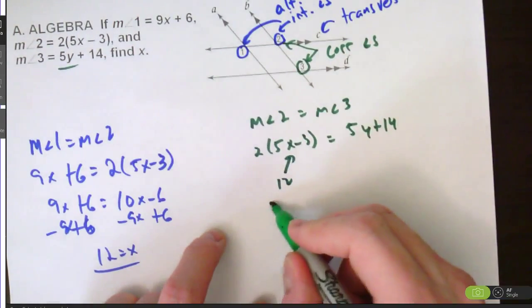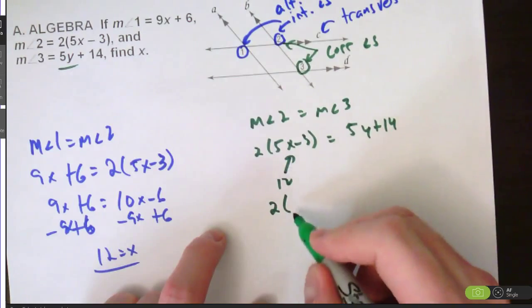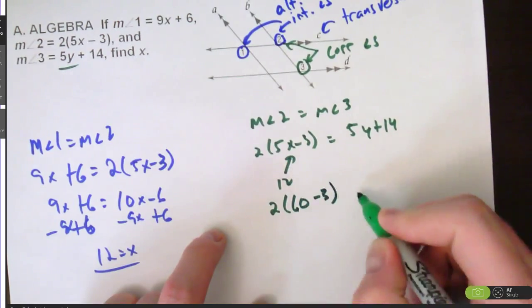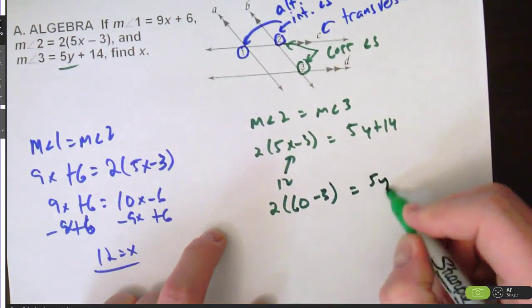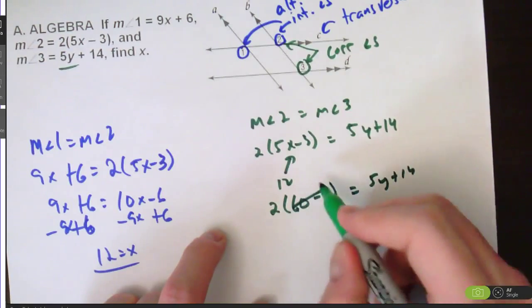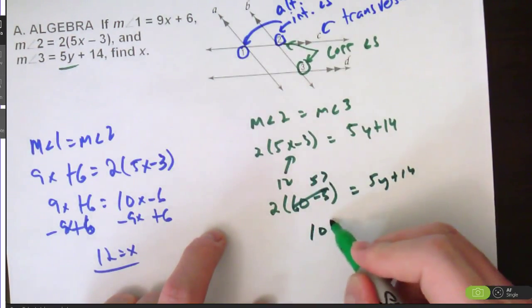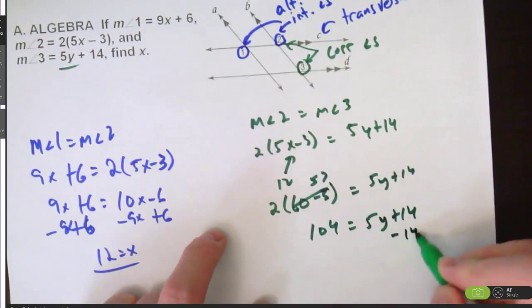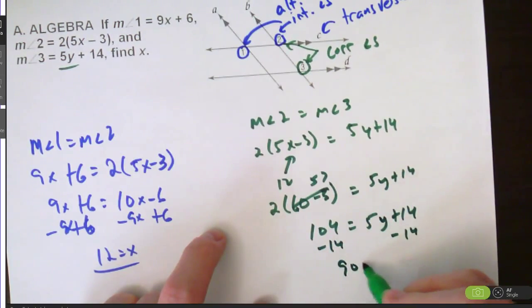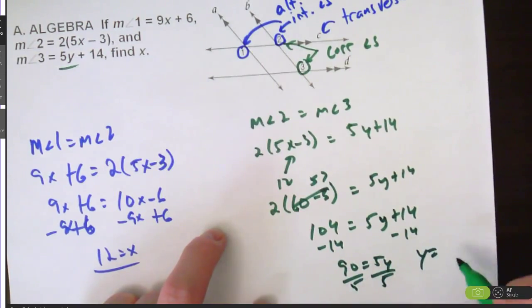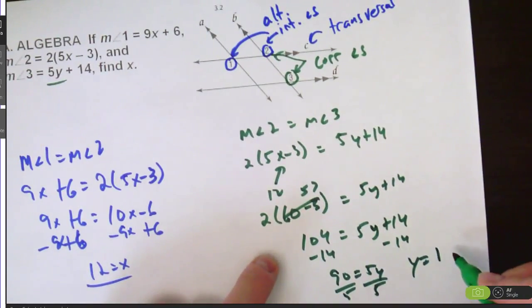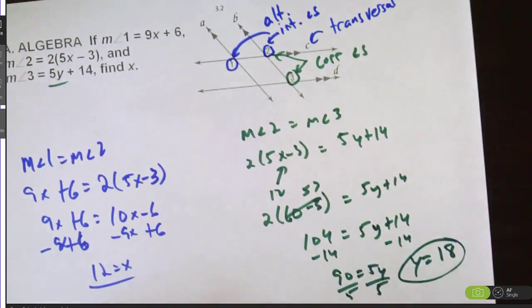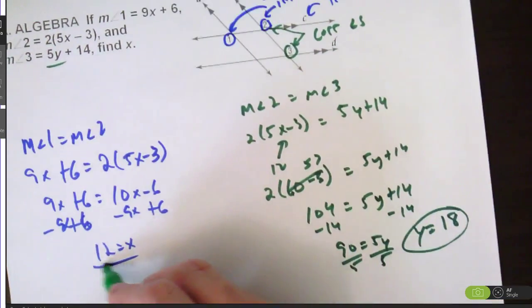Okay. So I'll get 2 times 5 times 12, well that's 60, minus 3 equals 5y plus 14. That becomes 57, so 104 equals 5y plus 14. Subtract the 14. 90 is 5y, divide by 5. Y equals 18. Okay, so y is 18, x is 12.